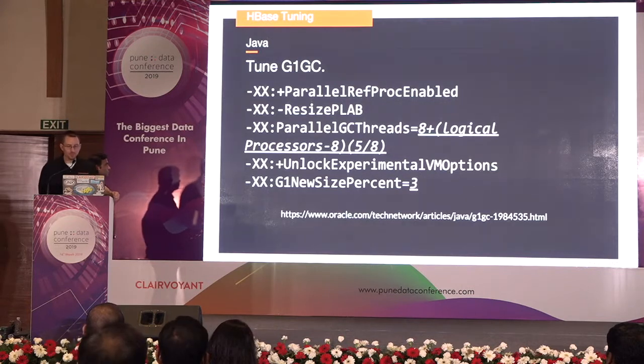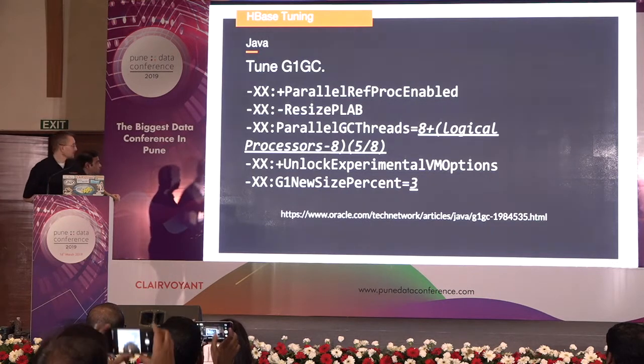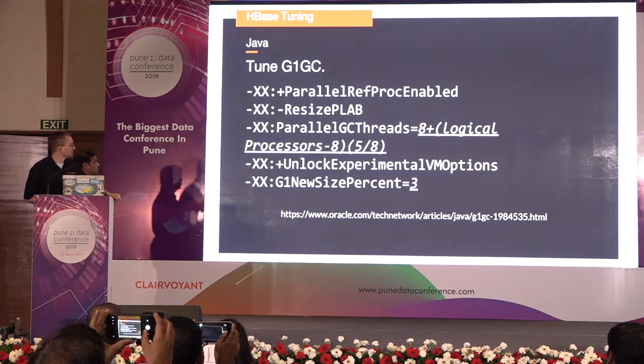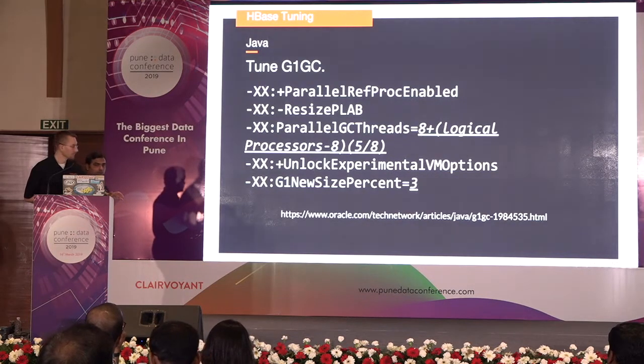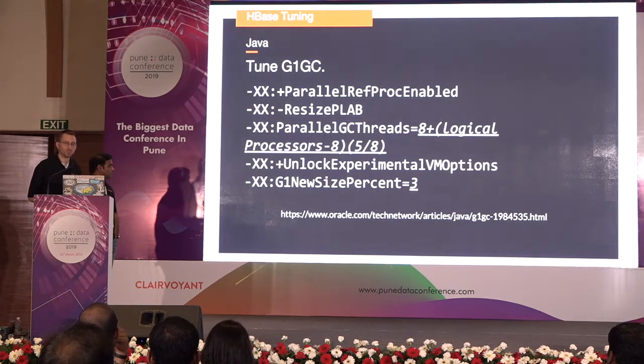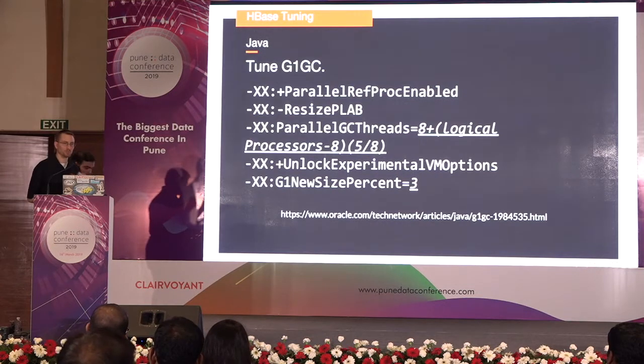Next, we needed to tune that G1GC configuration. So we went in and set the parallelization of the reference processors. We removed the resize plab. And then we set how many parallel GC threads we wanted to go on that machine. And we've got a little bit of math here that says the number of logical processors on that machine, say there's 16 CPUs, we're going to come out with basically a mathematical formula to figure out how many of those we want to use for garbage collection.